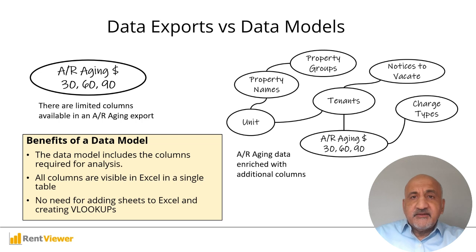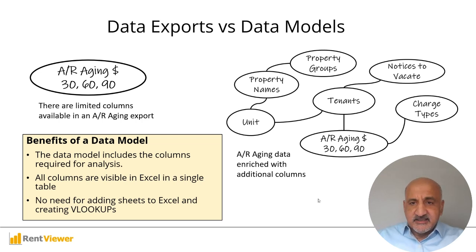So the thing to note here is that what we're giving you is not just your old export. You can manually go and export your AR aging report from your system, put it into Excel, and start working with it. What normally happens is that you're probably not just pulling in your AR aging report, you're pulling in some other exports as well. And then you're creating VLOOKUPs between these sheets so that you can get the columns that you want.